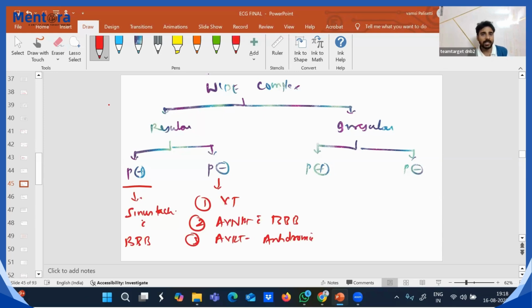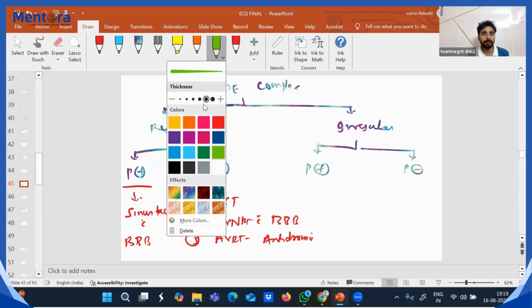So a patient having wide complex tachyarrhythmia, regular rhythm, but P waves are absent. That means it's a ventricular tachycardia, or atrioventricular nodal reentrant tachycardia only, but there's a bundle branch block already there. That's called AVNRT with BBB. Right? Or AVRT, antidromic pathway. I think it's clear. Right?